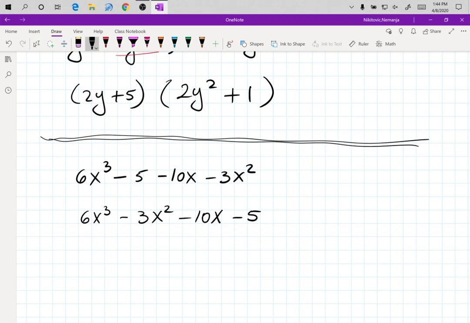So, sort terms, right, sort terms. That means you go from the highest to the lowest exponent. Highest exponent to the lowest exponent. So we have a cube, then a square, then a linear term, and then a constant at the end.